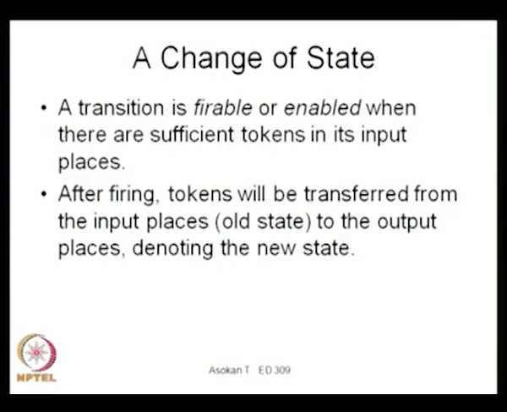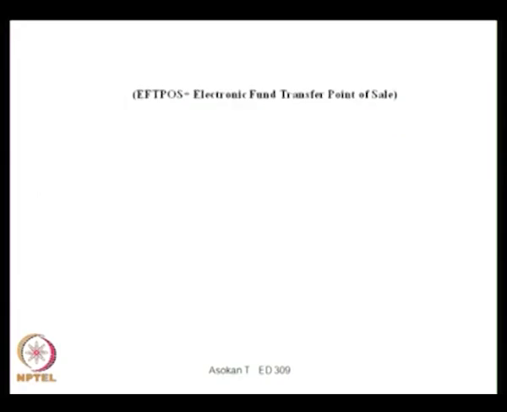So this is what I already explained: a transition is fireable or enabled when there are sufficient tokens in its input places. So there should be sufficient tokens in its input places to make a firing, and after firing, tokens will be transferred from the input places to the output places, denoting the new state. So once you do the firing, the tokens will be transferred from the input to the output, which actually represents the change of state.